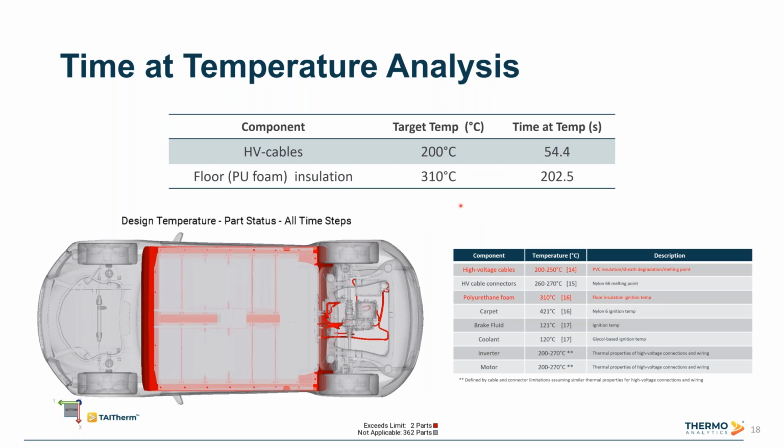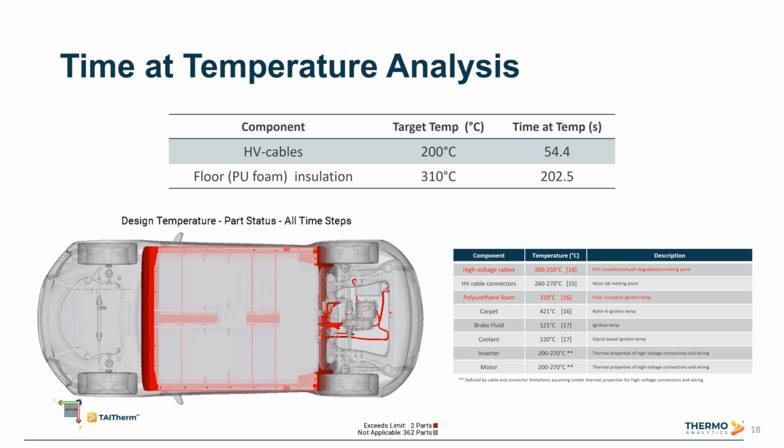So in this particular 5-minute runaway event that was simulated, there were a couple of components identified that did cross these defined targets. And the first thing we can do is visualize this in the Tytherm post-processor. We can see with the design temperature visualization the parts that exceeded these target temperatures. In this case, we're looking at these high voltage cables downstream of the venting, and then the floor pan, specifically the foam insulation layer within the floor.